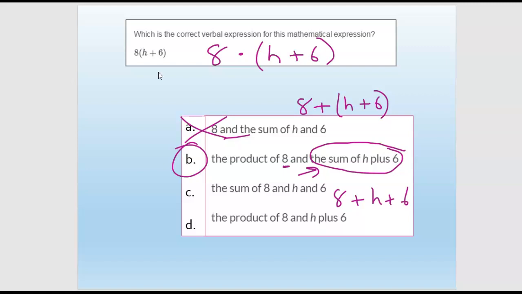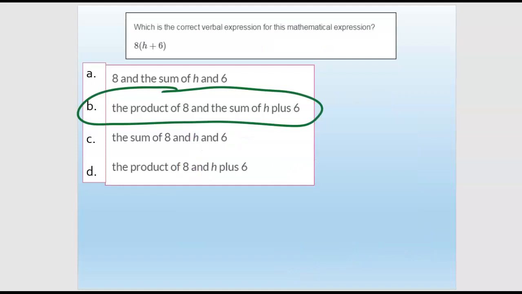This is the one that'll trick most students. All right, this sounds like it could be right. The product of 8, product means multiply again, 8 and h plus 6. But that tells me to do this: the product of 8 and h, I could just write it like this, 8h plus 6. That's different than 8 times the quantity of h plus 6. That's a different looking expression, but it's very close. That would be a tricky one. So the correct answer was B for this one.